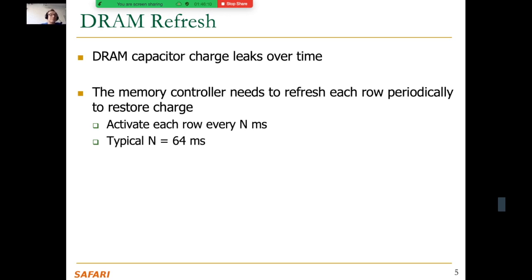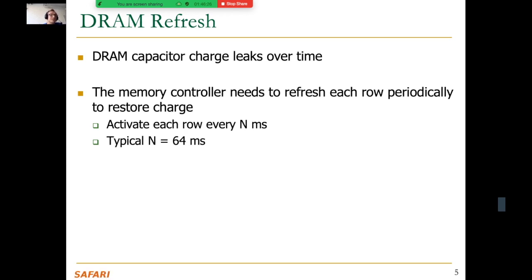But this is the abstraction that I'm providing to you. There is an activate to each row every n milliseconds, and typical n today is 64 milliseconds. But by the way, this is reducing. In some DRAM standards, today it's 32 milliseconds. And this also depends on temperature, by the way.